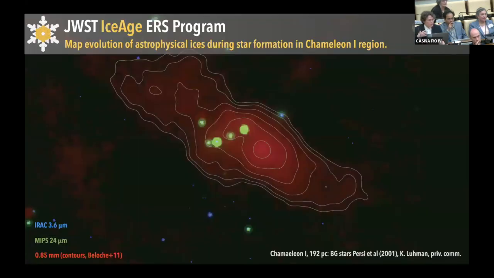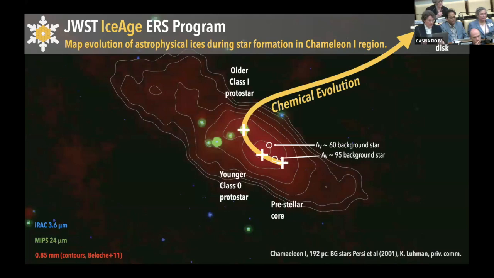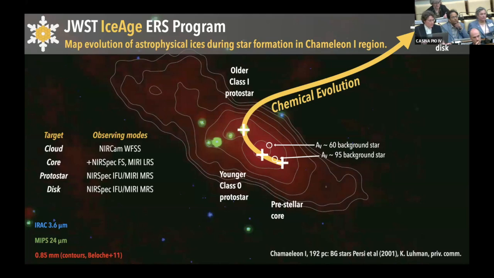All right, so to answer all these questions, Ice Age is looking at a very compact region in the Chameleon-1 star-forming molecular cloud, where serendipitously we have all of these stages of star formation at once, ranging from the prestellar core to two protostars to an edge-on protoplanetary disk. Now, we observed all of these stages with different modes on JWST.